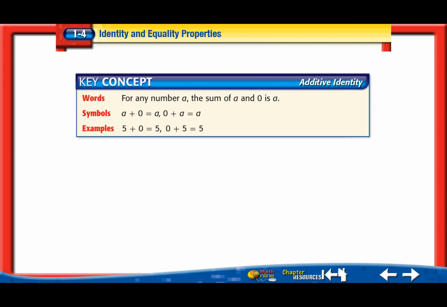The additive identity: for any number a, the sum of a and 0 is a. So basically anything plus 0 is the same number. So 5 plus 0 is 5, 0 plus 5 is 5. Sounds silly, but we've got to say it so we make sure everybody's on the same page.